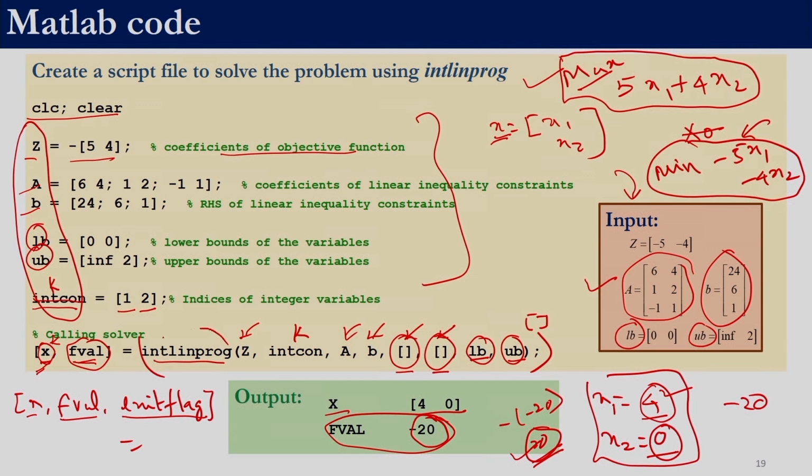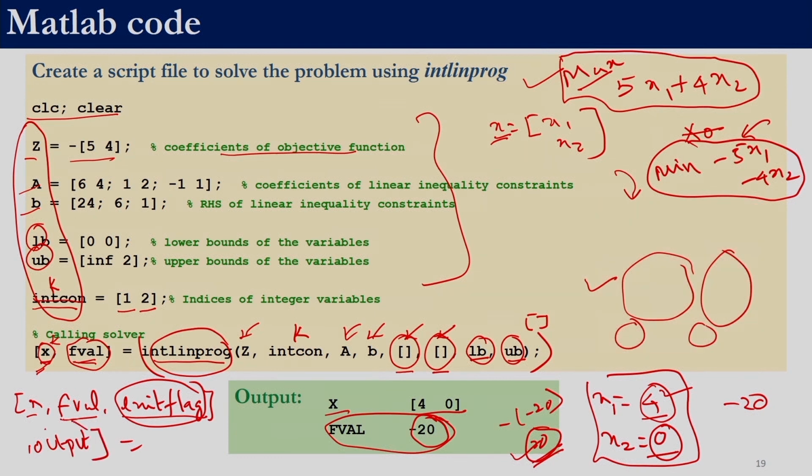So as and when intlinprog terminated, what was the reason for which it terminated? Did it find the optimal solution and terminate, or did we reach any resource limitations, or did it terminate for any other reason, right? That can be determined using this exit flag. You can also give x comma fval comma exit flag comma output. If you look into this output variable, it would be a structure containing additional information about the solution of this problem using intlinprog.